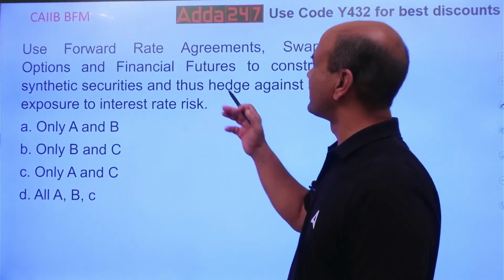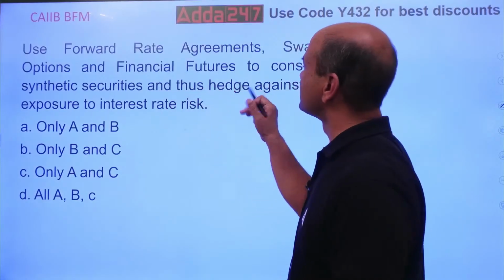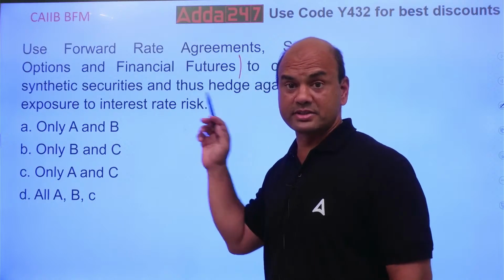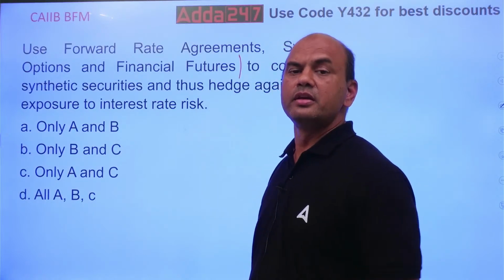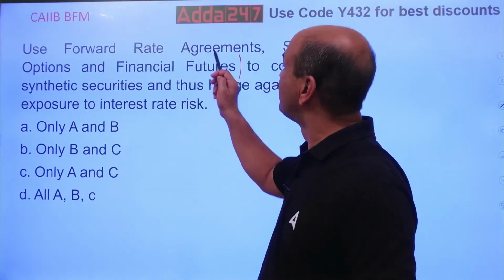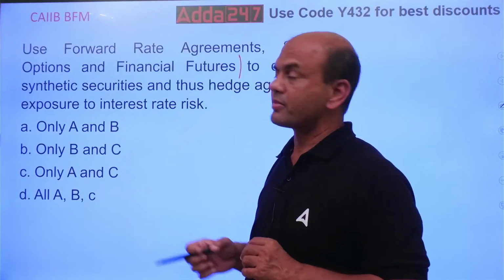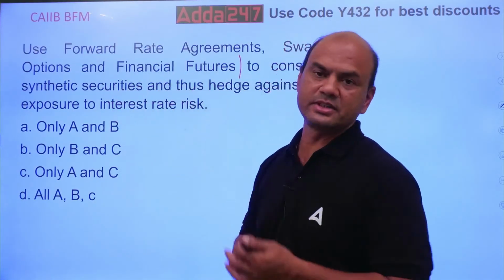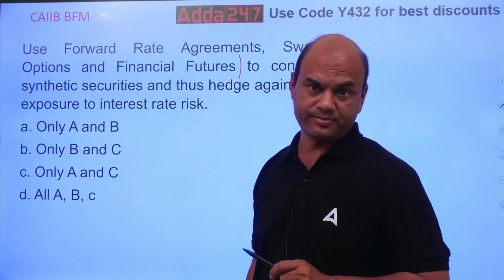What is this FRA? Use forward rate agreements, swaps, options and financial futures. The first part of the question is over here, up to this. What are we talking of over here? Here we are talking of 4 different derivative products: FRA, swaps, options and financial futures. So these are 4 different derivative products.